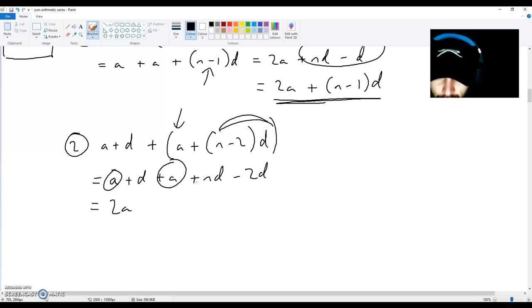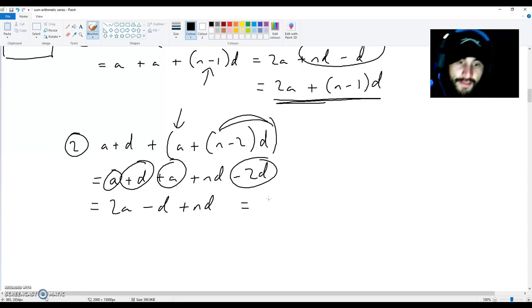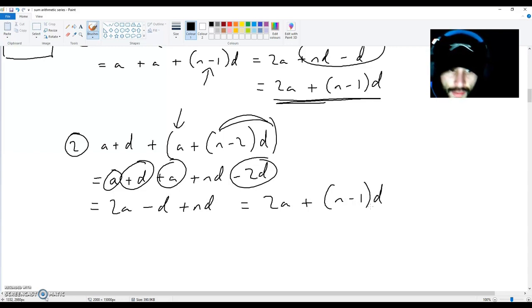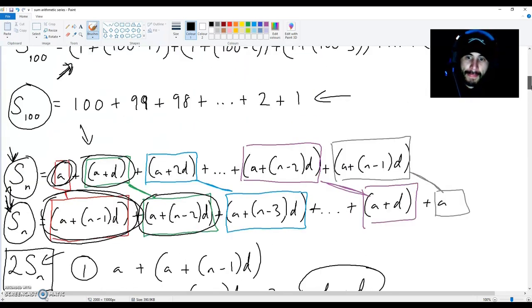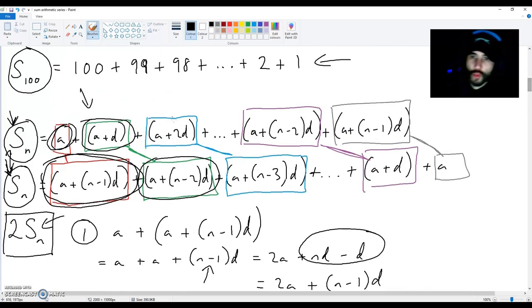let's see, minus d, because we've collected these, plus nd. And this is in fact the same as 2a plus n minus 1 multiplied by d, okay? And this over here is exactly the same as this up here. So a pattern is starting to emerge. Now, will this pattern repeat itself when we add up other terms that are connected to each other, like these two? Let's wait and see.